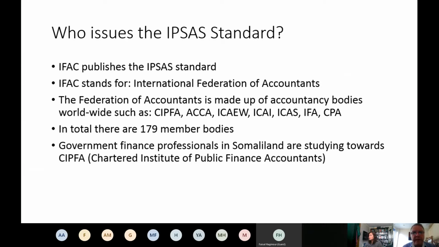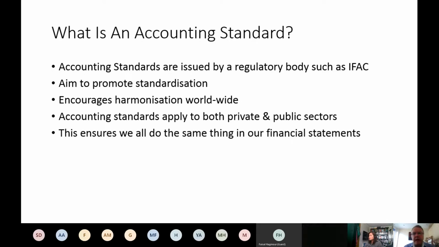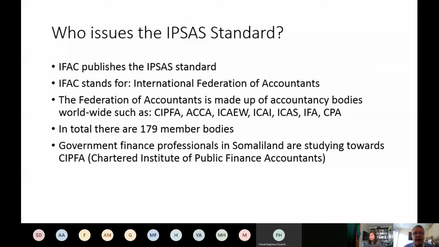Now then, the IPSAS standard. Who actually issues the standard? Well, like we said in the previous one, an accounting standard is issued by IFAC. So here we can see IFAC publishes the IPSAS standard. So who is IFAC? The International Federation of Accountants. So again, accountants are taking over the world. Yep, okay, IFAC, International Federation of Accountants.